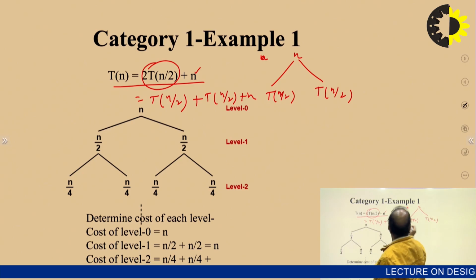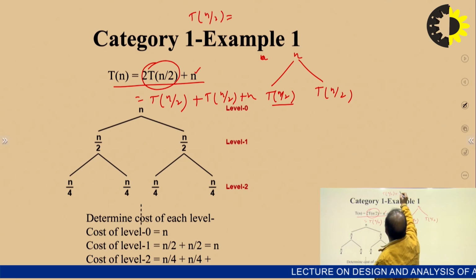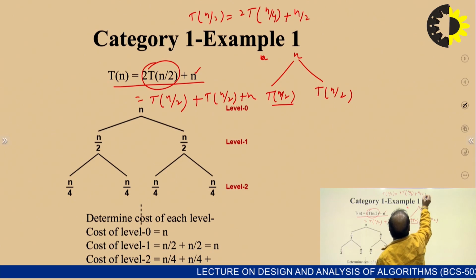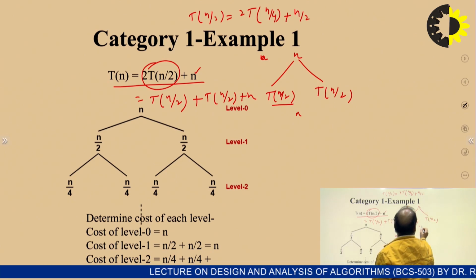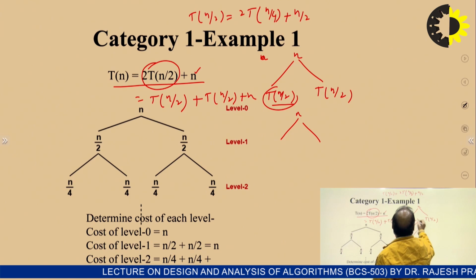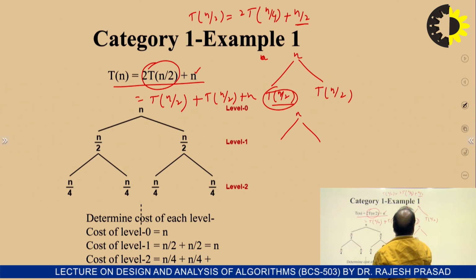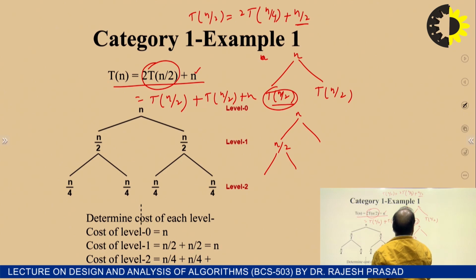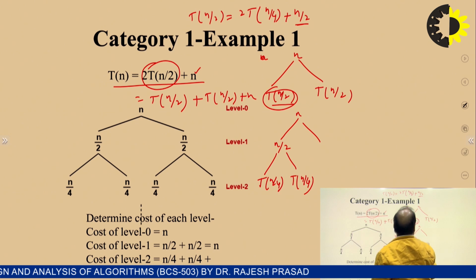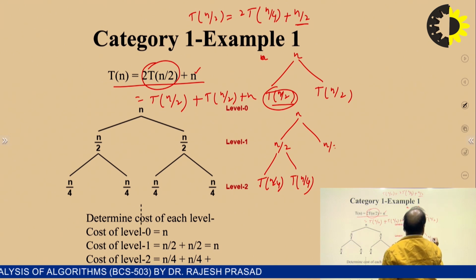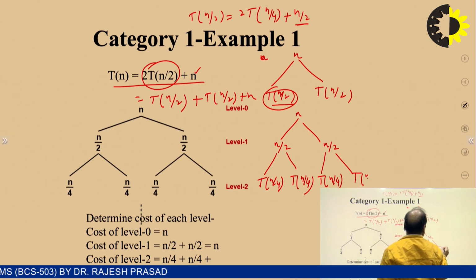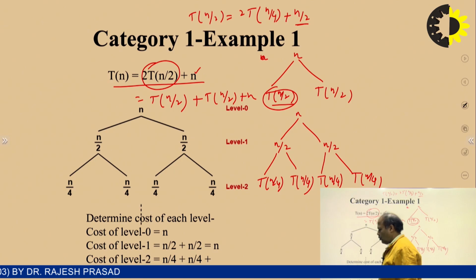So if you expand T(n/2) again, this is 2T(n/4) + n/2. So again, if we expand it, this will be here and T(n/2) will be here, n/2, and then this is T(n/4), and this is T(n/4). Similarly, this T(n/2) is n/2, T(n/4) and T(n/4). Actually, this is the situation, okay.